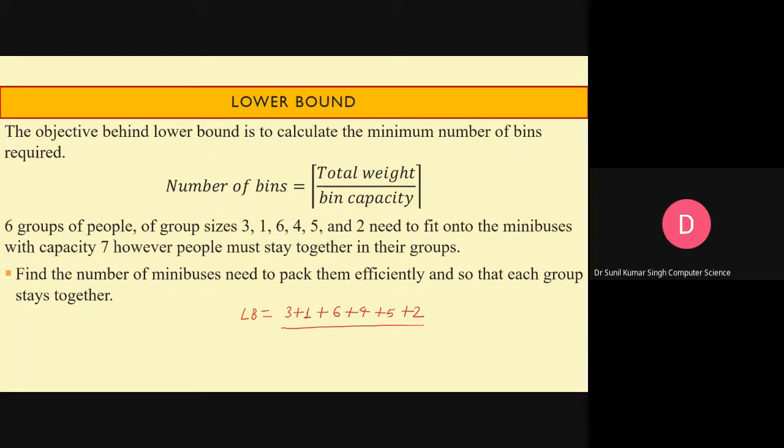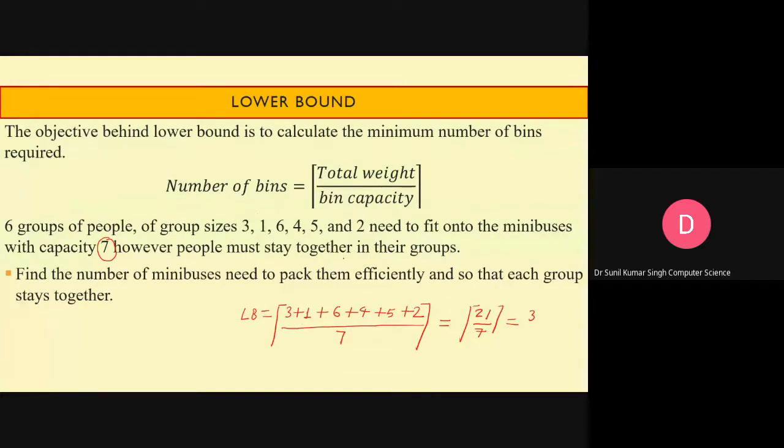So you can see here bin capacity is 7. Divide it with 7, and here it is a ceiling function. So it will be something like 3 plus 1 plus 6, that is 10, plus 4, 14, and plus 7, 21, right? 21. So 21 divided by 7 will be 3.